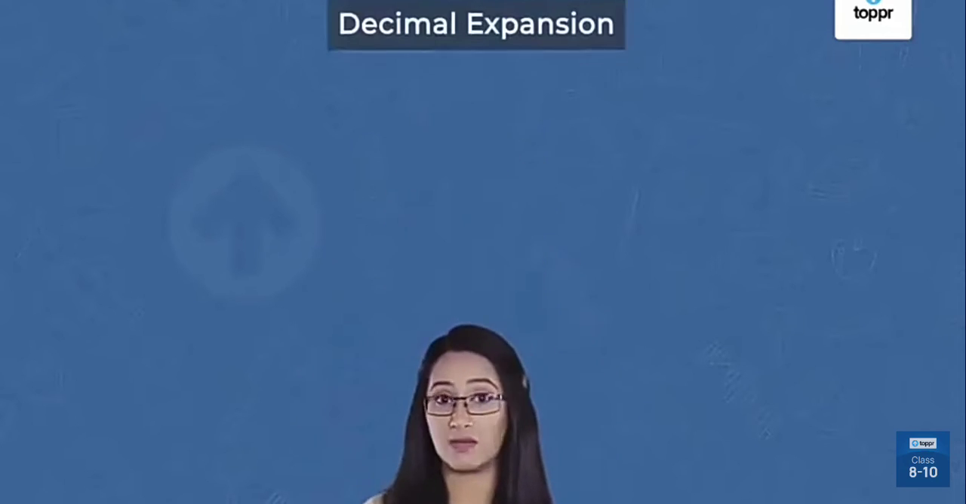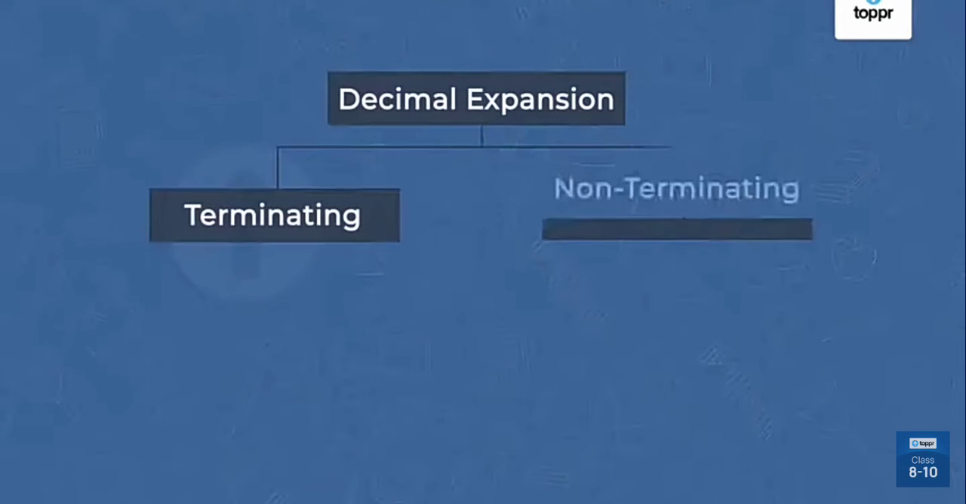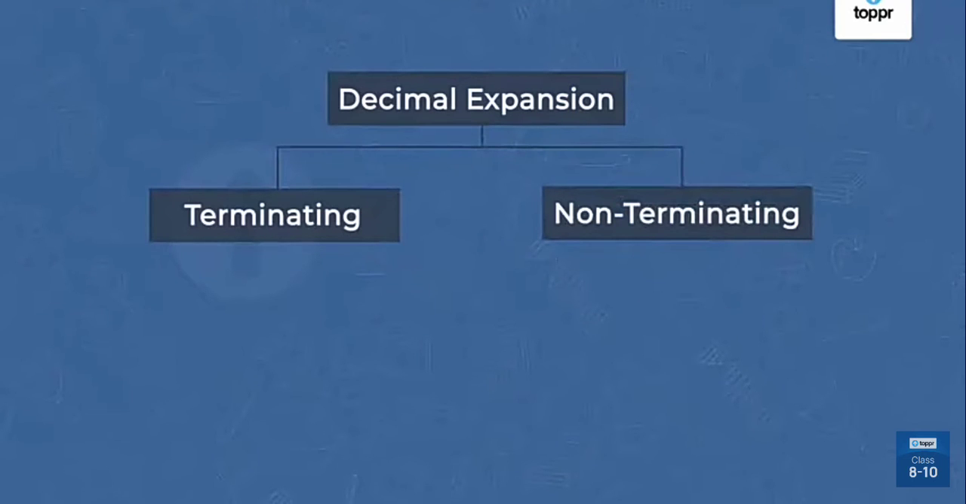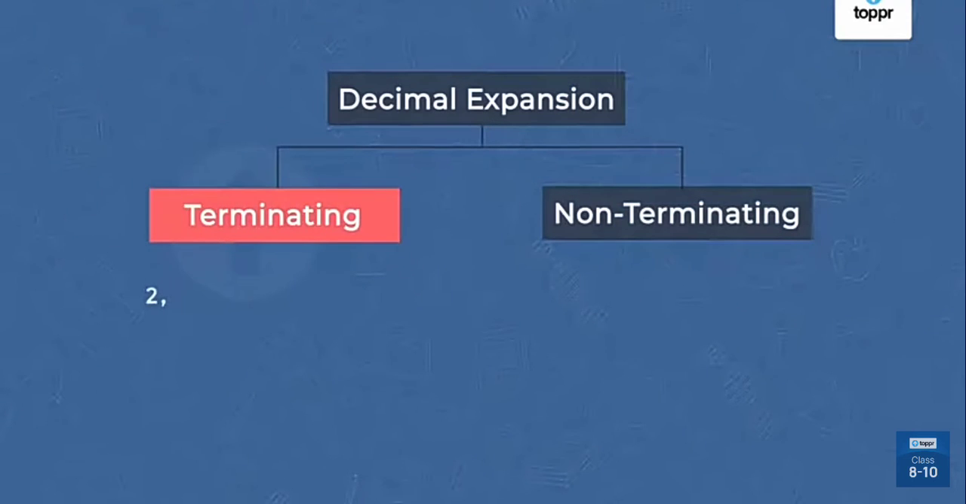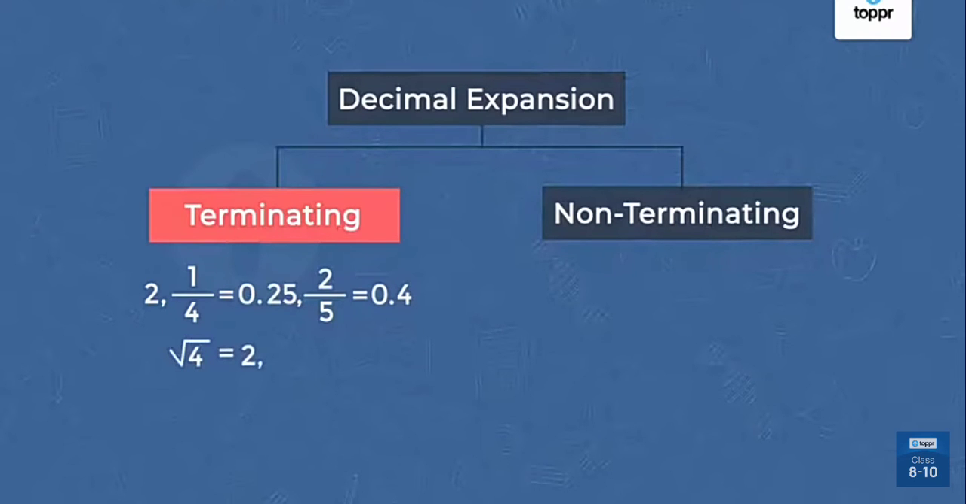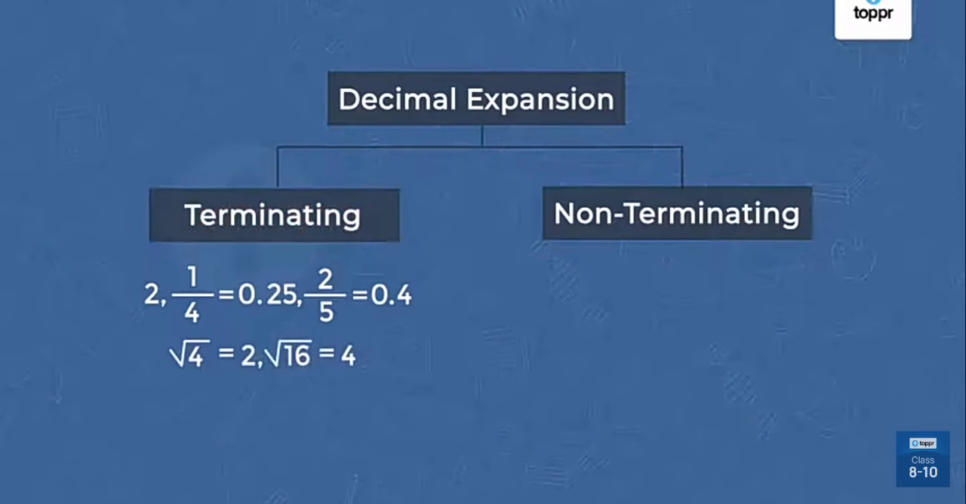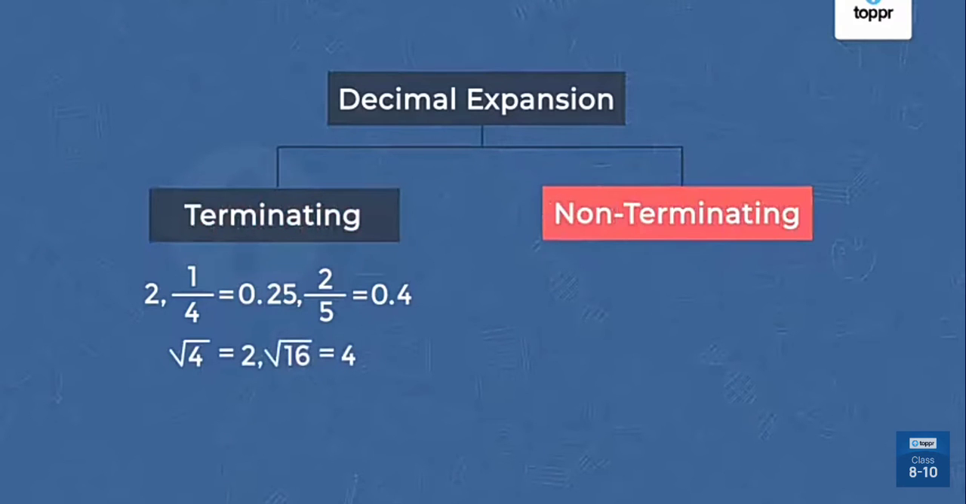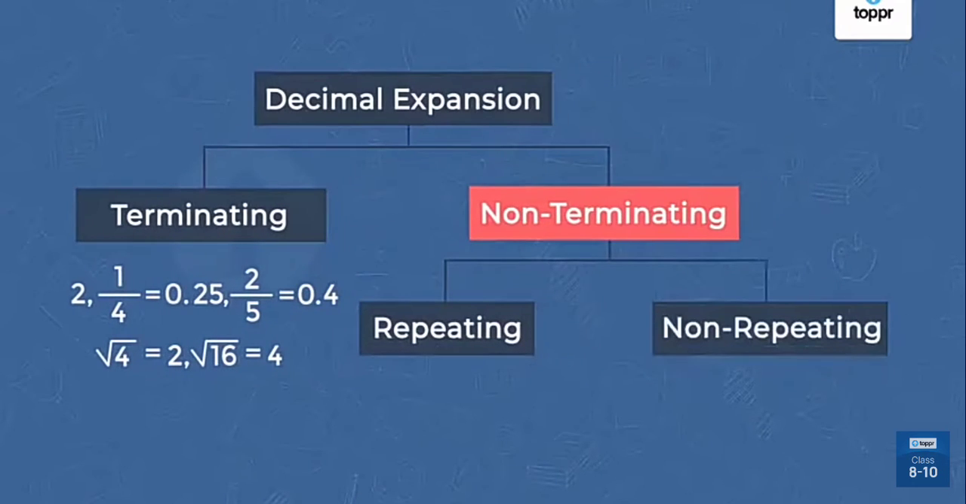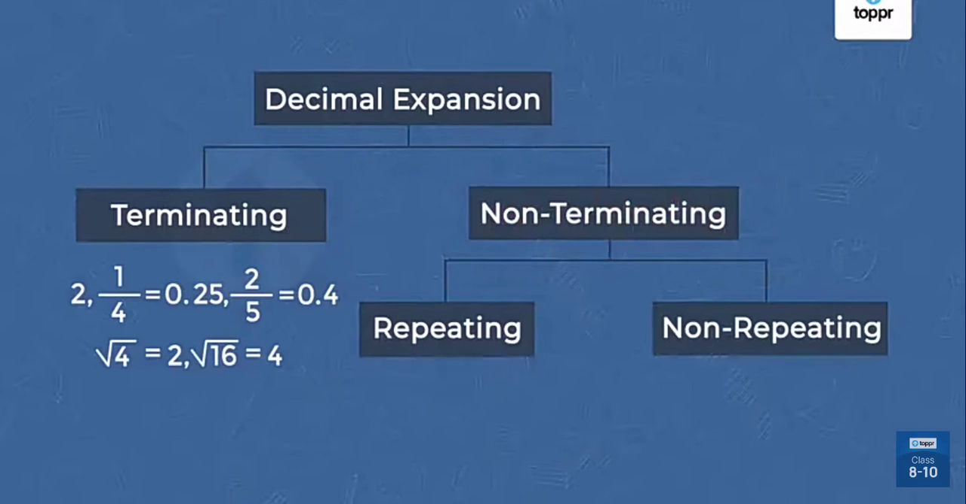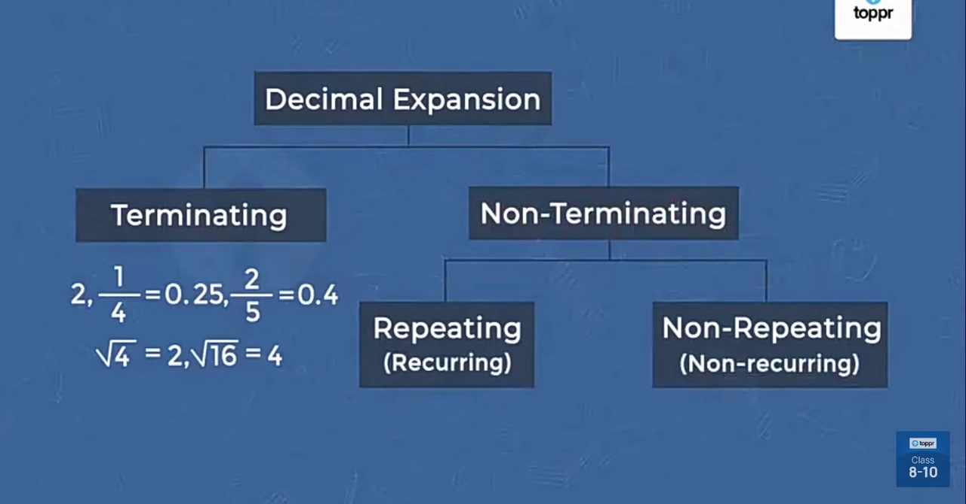Earlier, you learned that numbers can have two types of decimal expansions: terminating or non-terminating. Terminating numbers include numbers like the integer 2, fractions like 1/4 or 2/5, and square roots of perfect squares like the square root of 4 or the square root of 16. And under the non-terminating group, we have two types of decimal expansions: repeating and non-repeating. We also call them recurring and non-recurring.